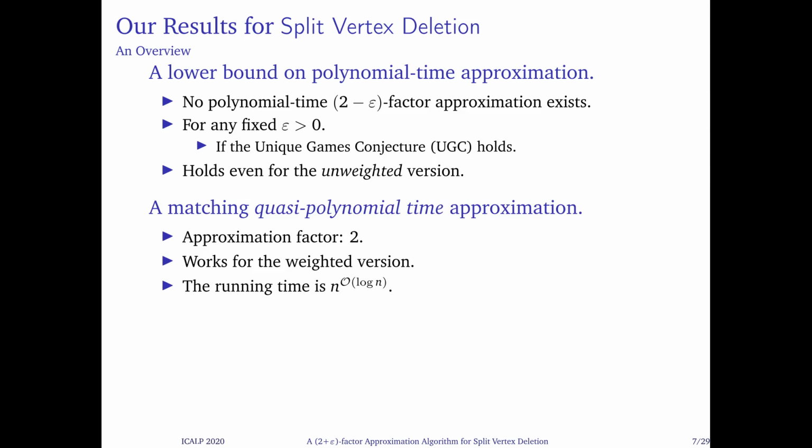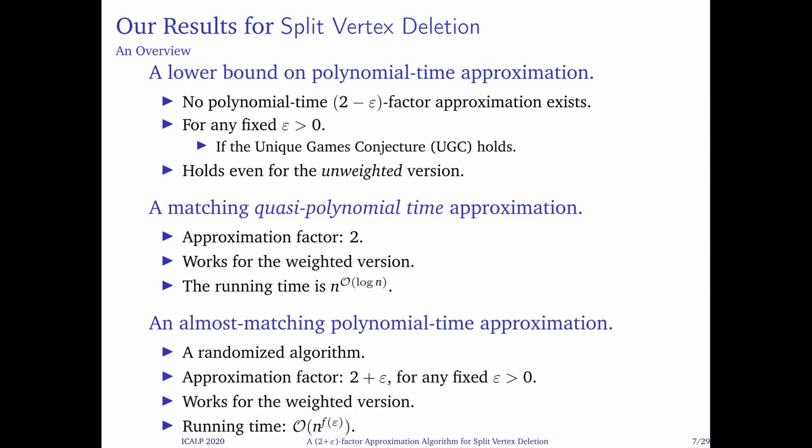The next result is a matching quasi-polynomial time approximation algorithm for the problem. The approximation factor of this algorithm is 2. This works for the weighted version and its running time is n to the order log n. A third result is a polynomial time approximation algorithm for the problem whose approximation factor is 2 plus epsilon for any fixed positive epsilon. It works for the weighted version. It's a randomized algorithm and its running time is of the form n to the f of epsilon.